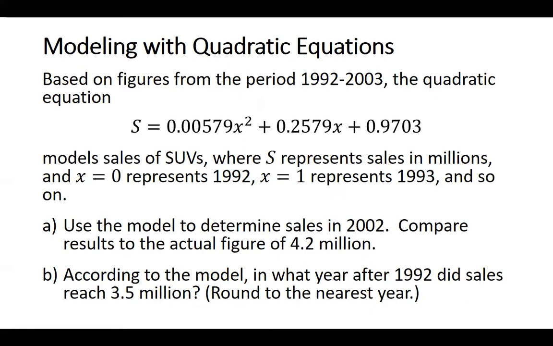And the second part, according to the model, in what year after 1992 did sales reach 3.5 million? Or reached 3.5 million, so it could be above 3.5 million. But we're looking for that year. And it says round to the nearest year, so I'm just going to put that nearest year. Okay, so let's get back to this whiteboard so we can do this.